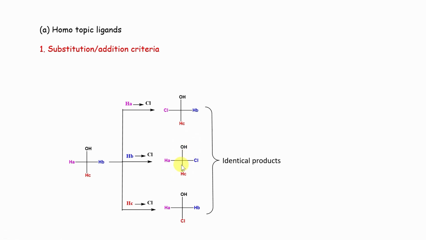So we can say two or more ligands that are identical when viewed in isolation, but individual replacement of these ligands by another group gives rise to identical molecules, are called homotopic ligands. Here HA, HB and HC are homotopic ligands.